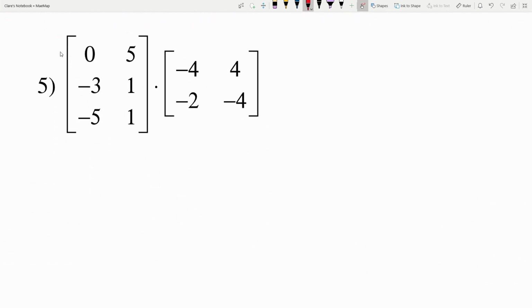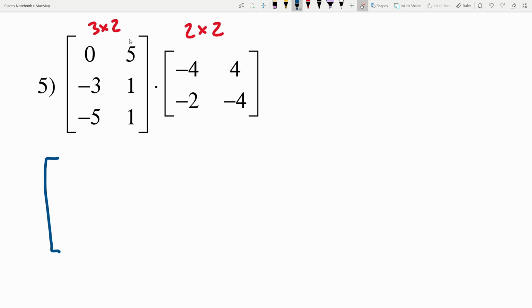Now for number 5, we have a 3 by 2 matrix, and we're going to be multiplying that by a 2 by 2 matrix. Can we compute this multiplication? Yes, because the number of columns in the first matrix is equal to the number of rows in the second matrix. 2 equals 2. Check. But what's the size of that resulting matrix? That's going to be the number of rows in the first, 3, by the number of columns in the second, 2. So the resulting matrix is going to be a 3 by 2 matrix.